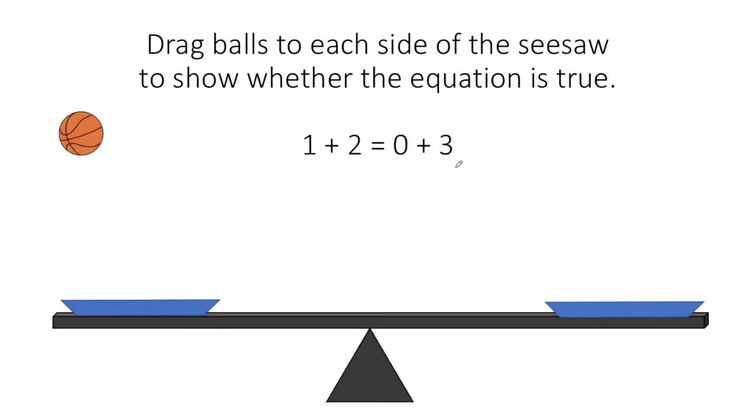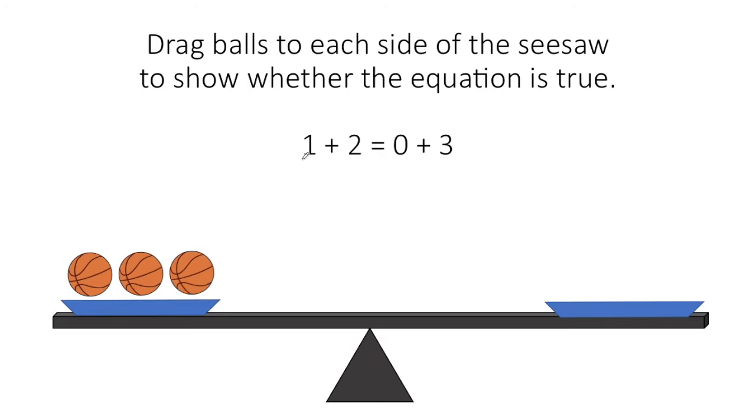Now it's your turn. Drag the balls to each side of the seesaw to show this equation, and then we will be able to decide if the equation is true. So drag the balls to this side for this side of the equation, and this side for this side of the equation. When we drag the balls, we see 1 plus 2 on this side. On the other side, over here, we see 0, no basketballs, plus 3, 1, 2, 3.